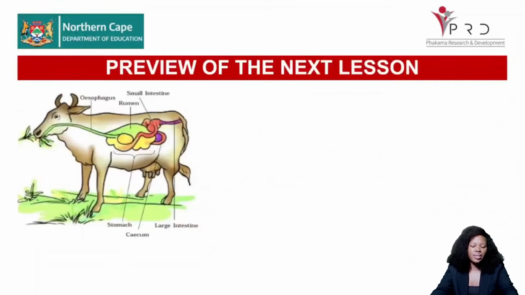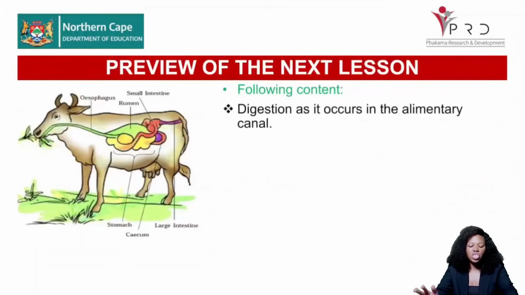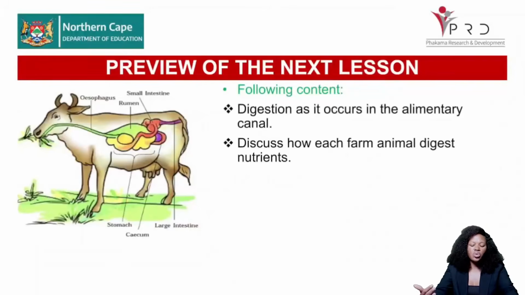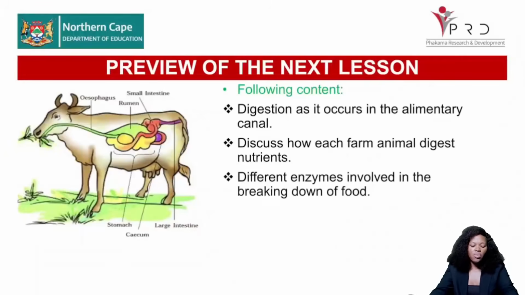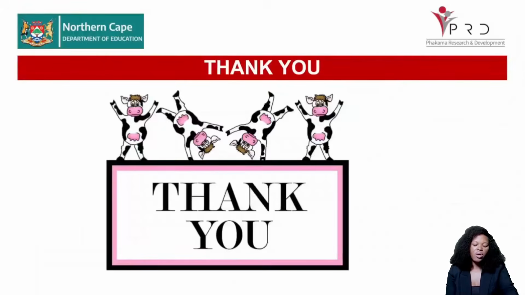And then in our next lesson, we will be discussing more about the digestion taking place in the alimentary canal. We'll be discussing how nutrients are digested by these structures, enzymes, as well as microorganisms. We'll be looking at the different enzymes involved in the breaking down of food from insoluble to soluble.